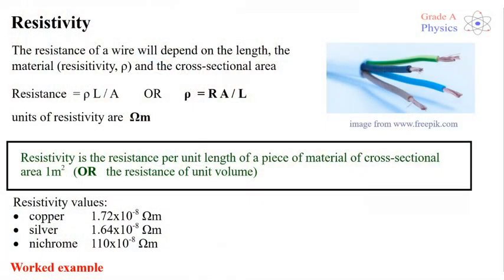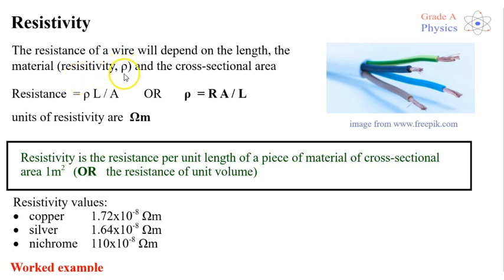So resistivity. If we think about a wire, copper wire, any wire which conducts electricity, the resistance of the wire depends on three things. It depends on the length of the wire, the material of the wire, which as we'll see is related to resistivity, and also the cross-sectional area. So we've already talked about length and cross-sectional area in an earlier lesson, so now we're going to consider the material that the wire is made of.